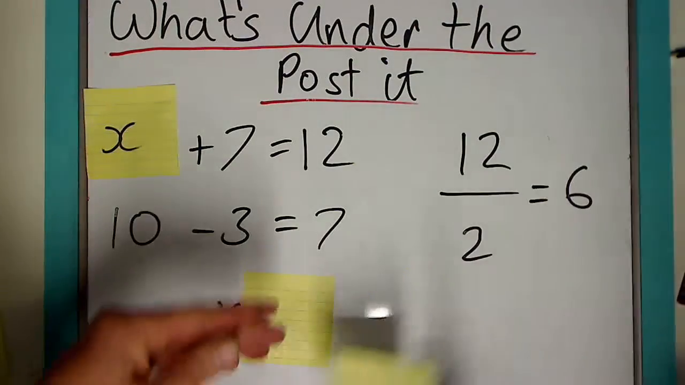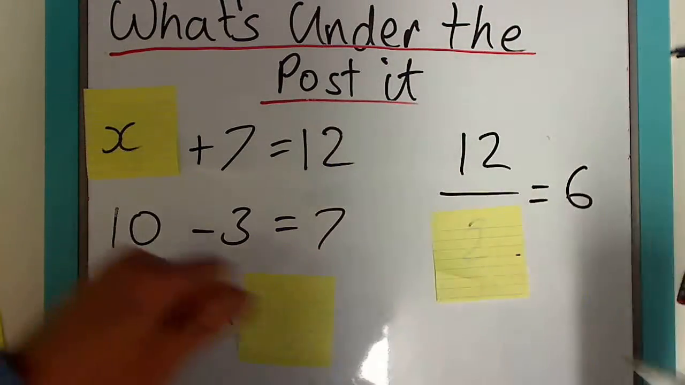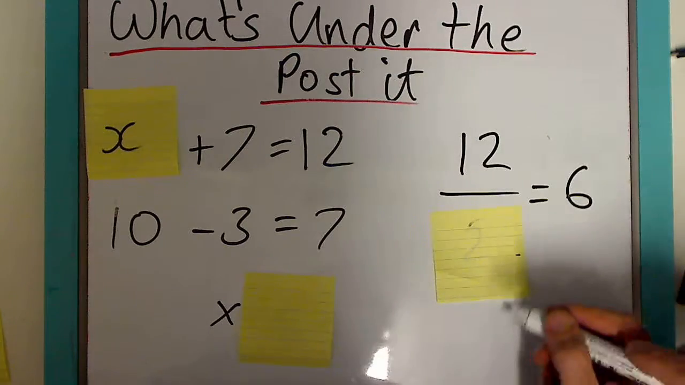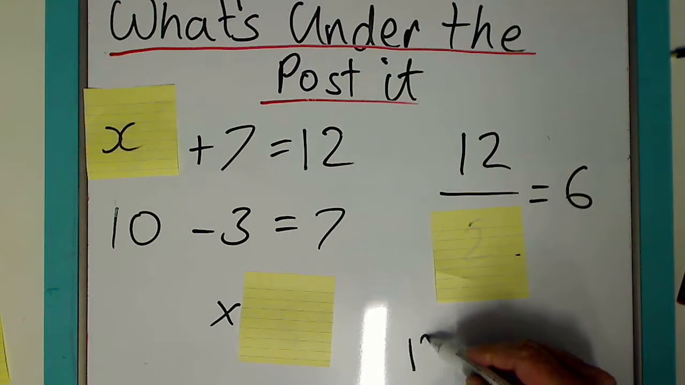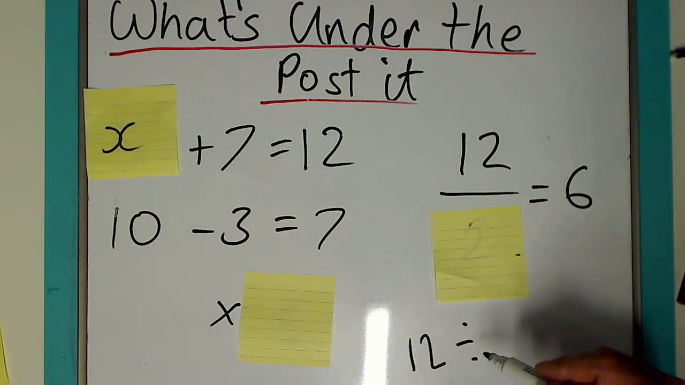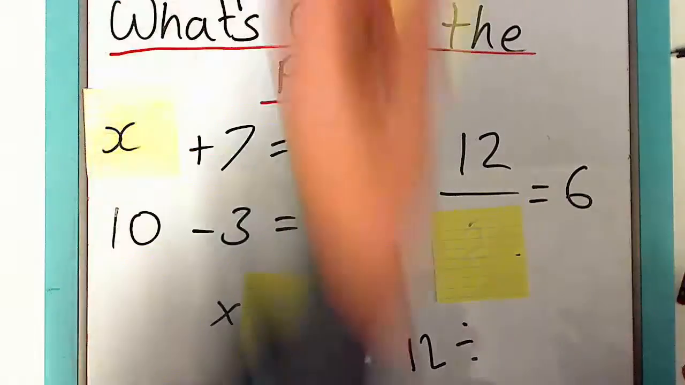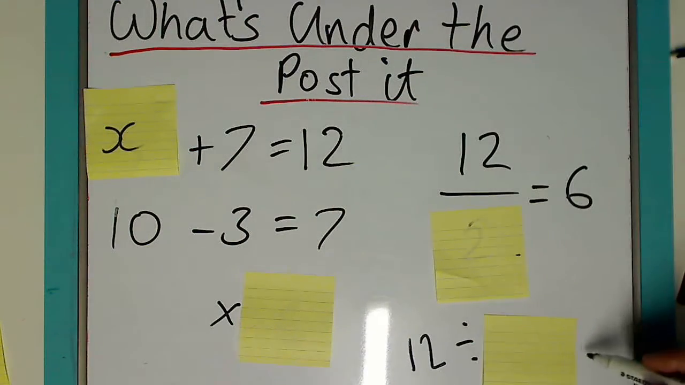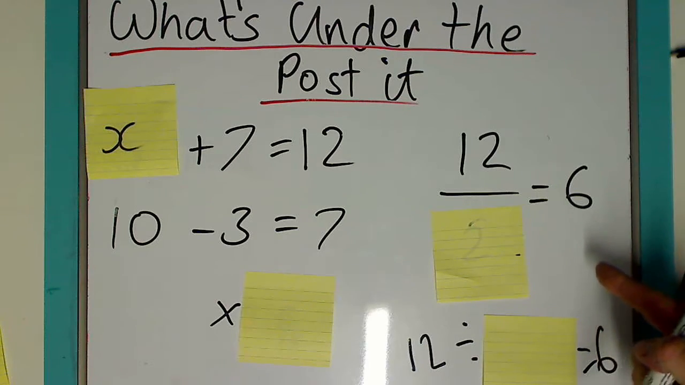12 divided by 2 equals 6. But can I write that another way? Could I say 12 divided by... Hang on, we need one of these for this. 12 divided by Post-it equals 6. Is that the same thing? That is the same thing.